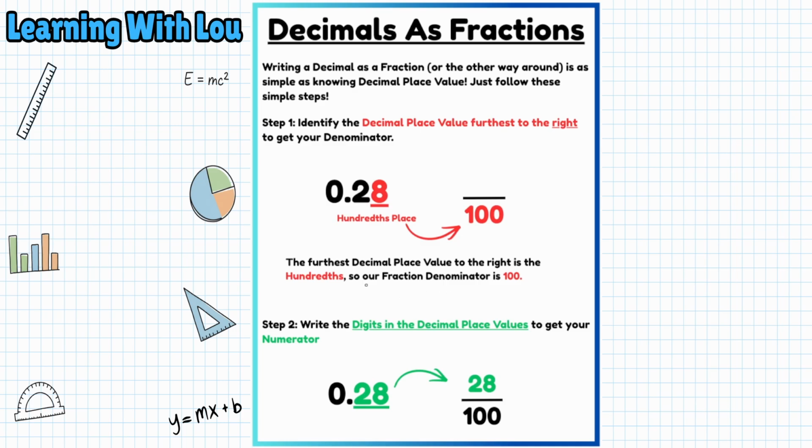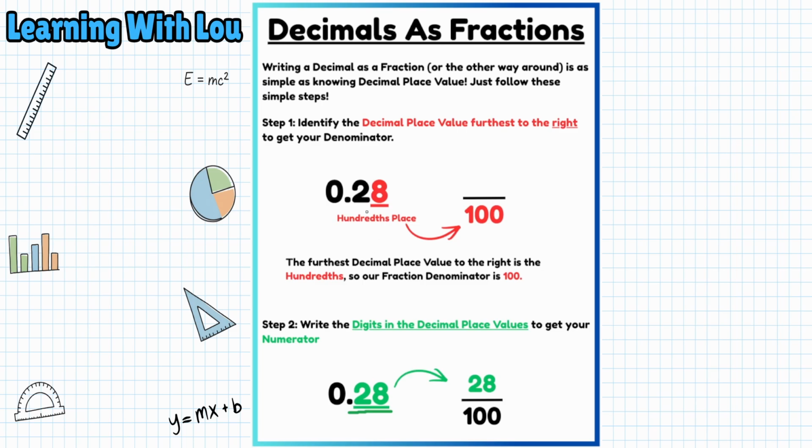Again, the furthest decimal place value to the right in this example is in the hundredths. That's why I got a denominator of 100. And then the second step, all you do is take all of your digits to the right of the decimal point, all the digits that are in decimal place values, and make that your numerator. Down here I see a 2 and an 8 as my two digits in the decimal place values. That means my numerator is going to be 28. So my fraction is 28 hundredths. I have a 2 in the tenths and an 8 in the hundredths. That gives me 28 hundredths.